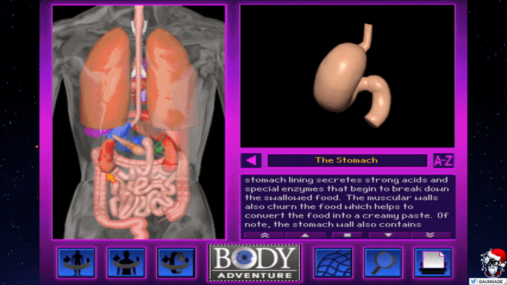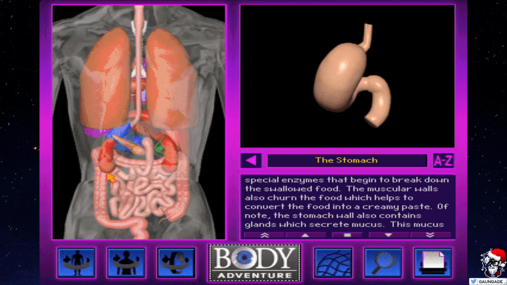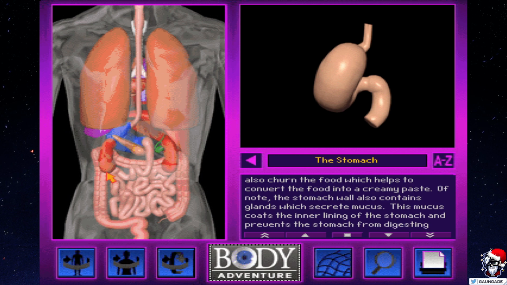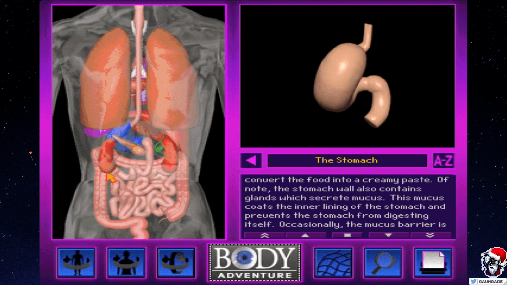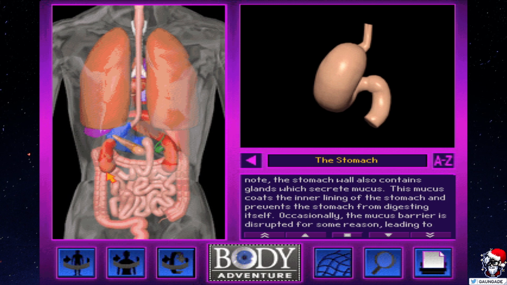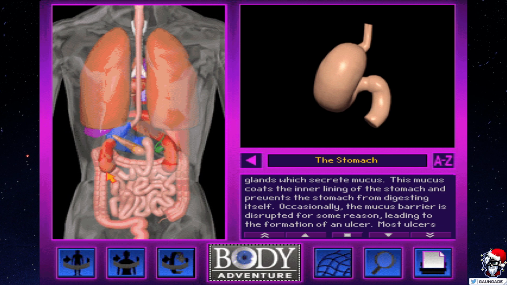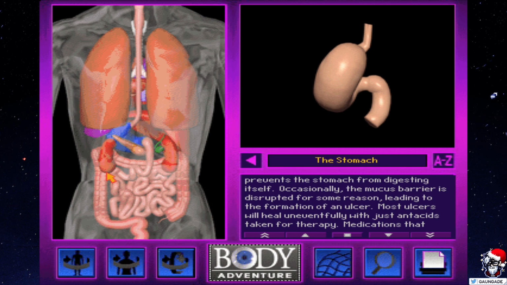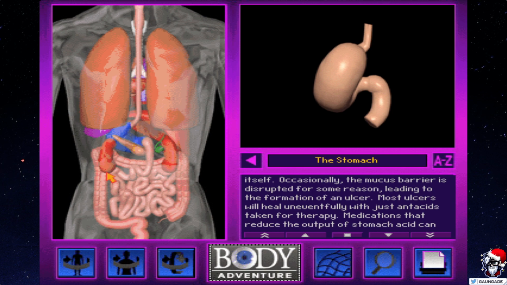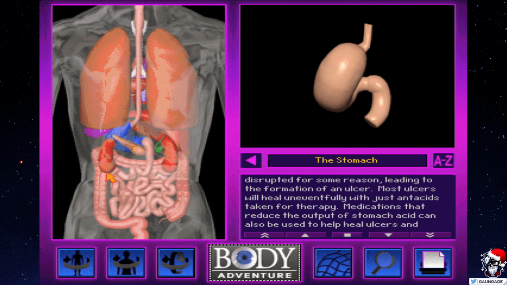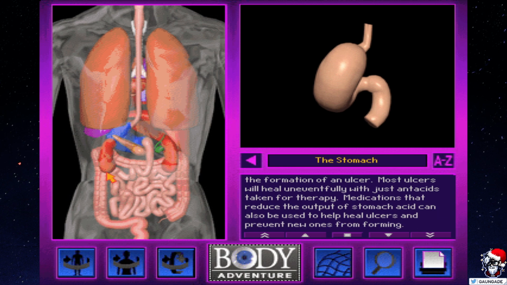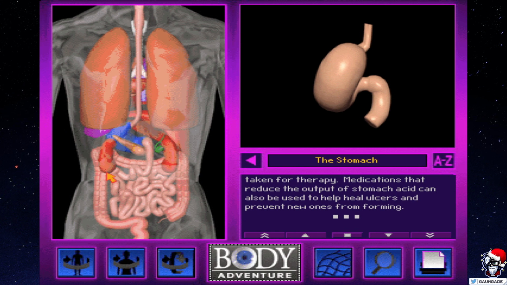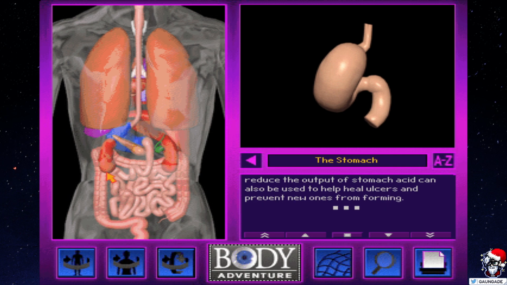The muscular walls also churn the food, which helps to convert the food into a creamy paste. Of note, the stomach wall also contains glands which secrete mucus. This mucus coats the inner lining of the stomach and prevents the stomach from digesting itself. Occasionally, the mucus barrier is disrupted for some reason, leading to the formation of an ulcer. Most ulcers will heal uneventfully with just antacids taken for therapy. Medications that reduce the output of stomach acid can also be used to help heal ulcers and prevent new ones from forming.